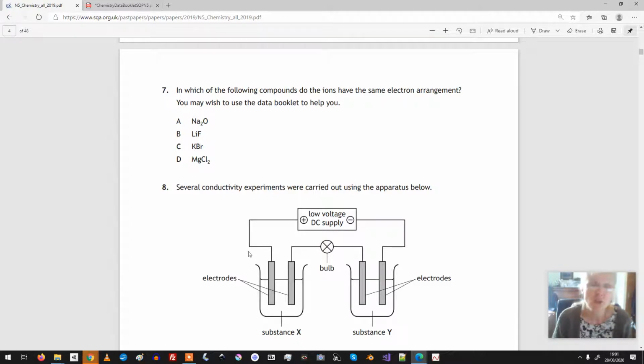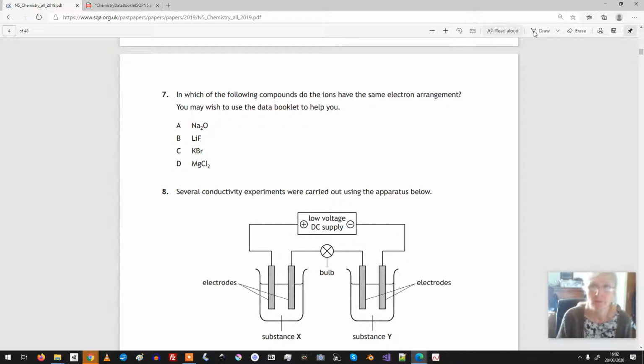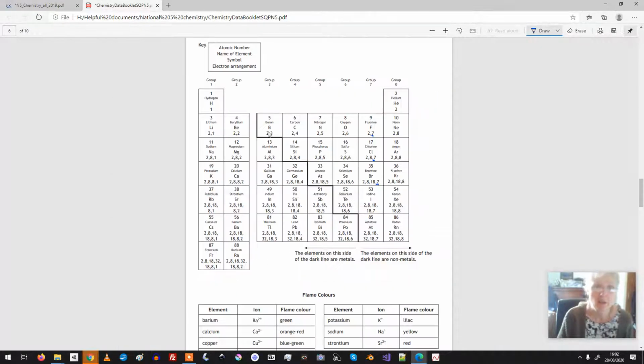Hi there. Question 7. In which of the following compounds do the ions have the same electron arrangement? You may wish to use the data book to help you. Well, in this first one, we have 2 sodiums and they are electron arrangement 2,8,1.